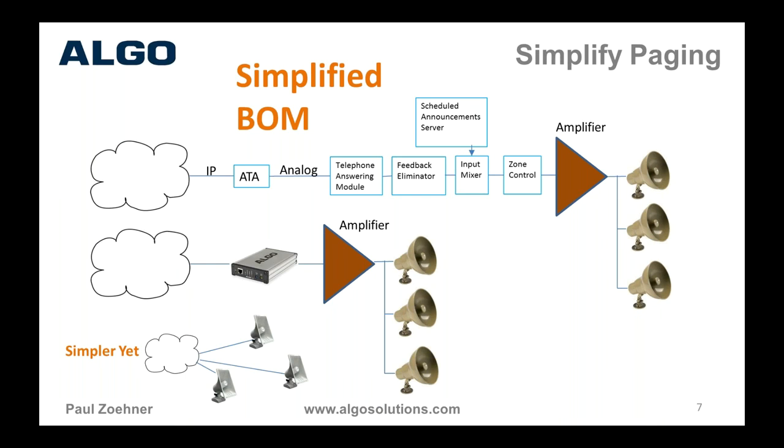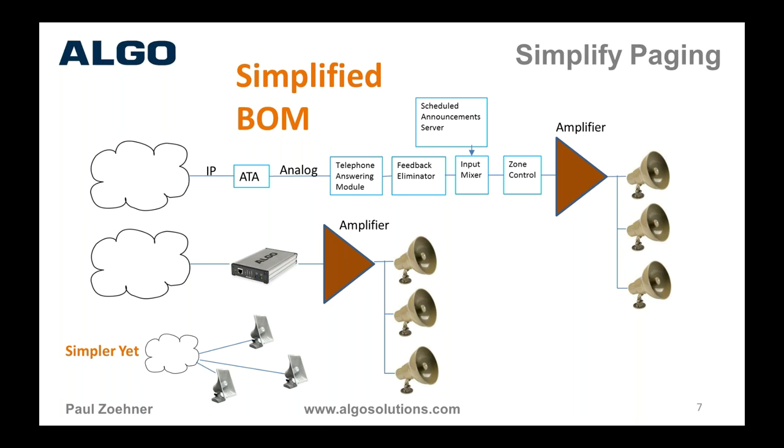This slide I like to show, this is actually based on a real case that came up with a customer a couple of weeks ago. What you see on the top there, there's 3 clouds. If you follow that top cloud, there was a solution provided by a paging provider for this customer that included coming out of the network. In this case, it was hosted, so cloud-based. There was an ATA and a telephone answering module. There was a feedback eliminator, which was basically store and release to eliminate feedback, a scheduled announcement server, an input mixer to tie it all together. Then there was some kind of a zone control module, and then finally you got to the amplifier.